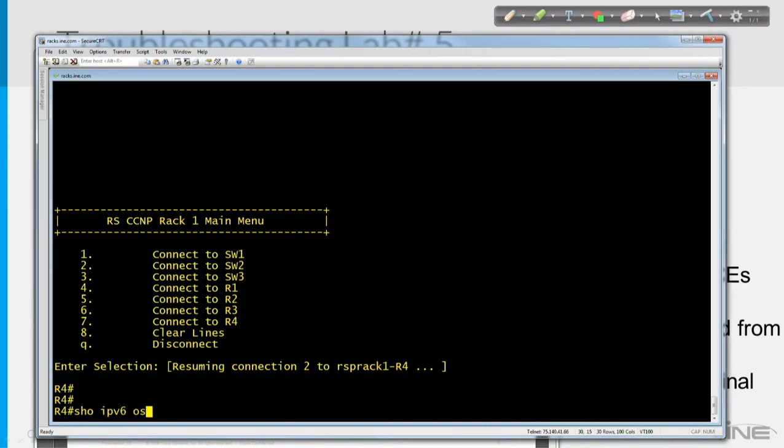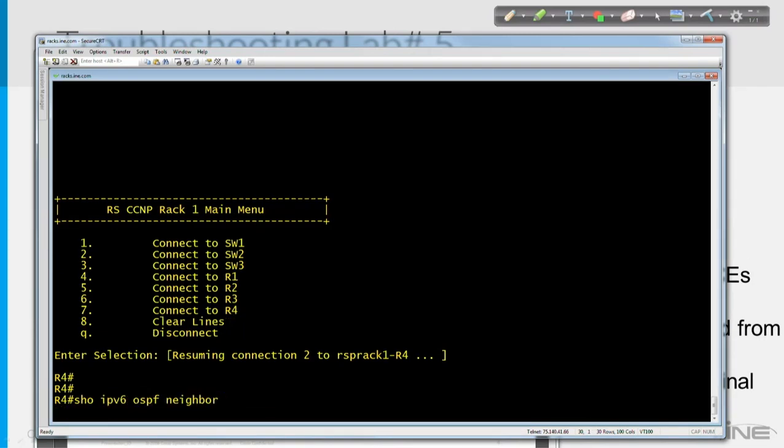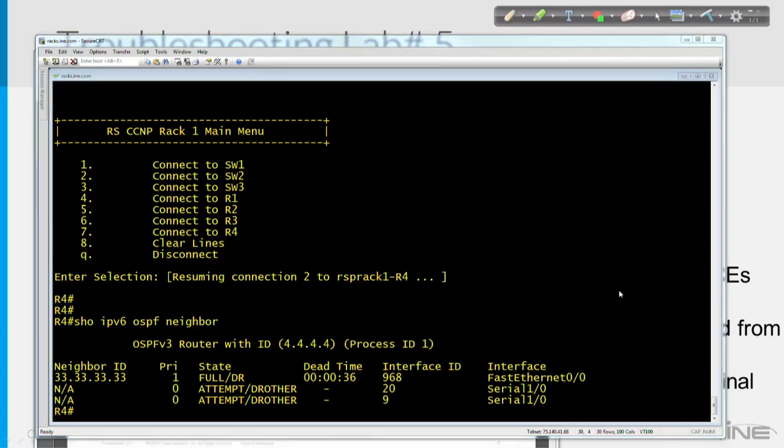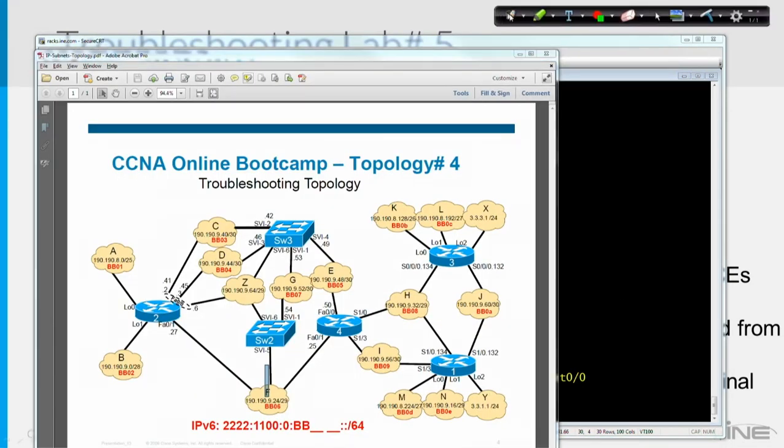Show IPv6 OSPF neighbor. All right, so he has an OSPF neighbor relationship with switch 3. So this is what we have so far. We have a neighbor relationship here, and we have a neighbor relationship here. So if router 4 actually knew about this route, he should have sent it to switch 3, and switch 3 should have flooded it to us. Now it is a problem.